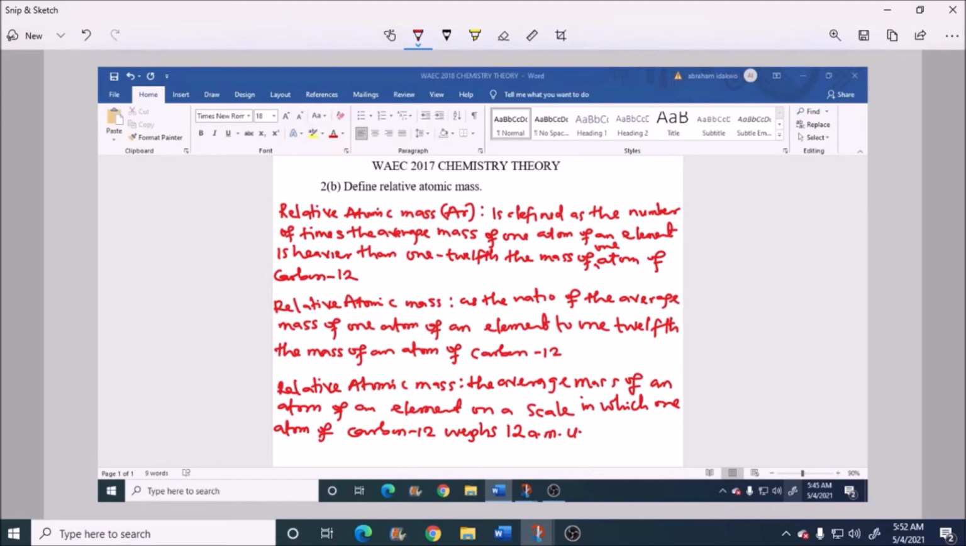So this is just the answer to the question that we asked to define the relative atomic mass. So we defined the relative atomic mass by giving three definitions. So that is just the answer to question 2B of WAEC 2017 chemistry theory.